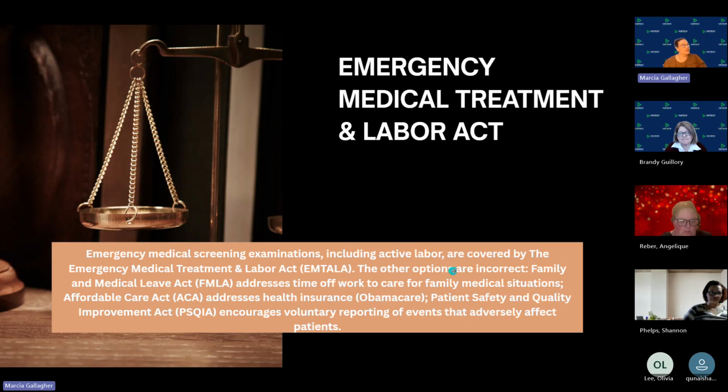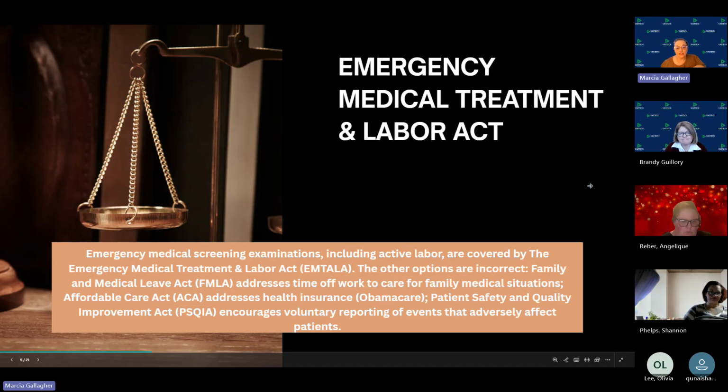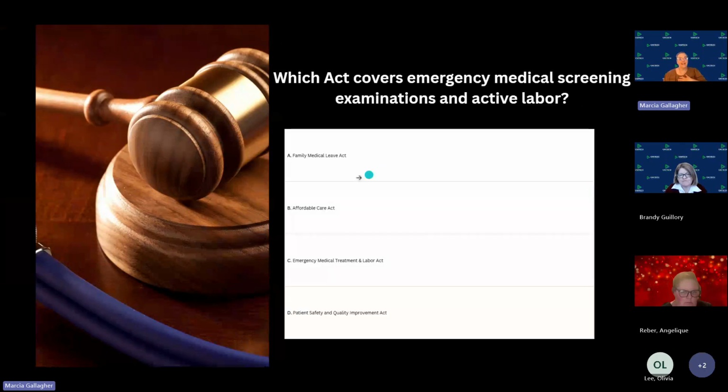The other options, oh, don't pay any attention to that. I use the rationale. So let's just look at this. And I want you to look at a word here, emergency. So which act covers emergency medical screening examinations and active labor? A says Family Medical Leave Act. B says Affordable Care Act. C says Emergency Medical Treatment and Labor. And D says Patient Safety and Quality Improvement Act.